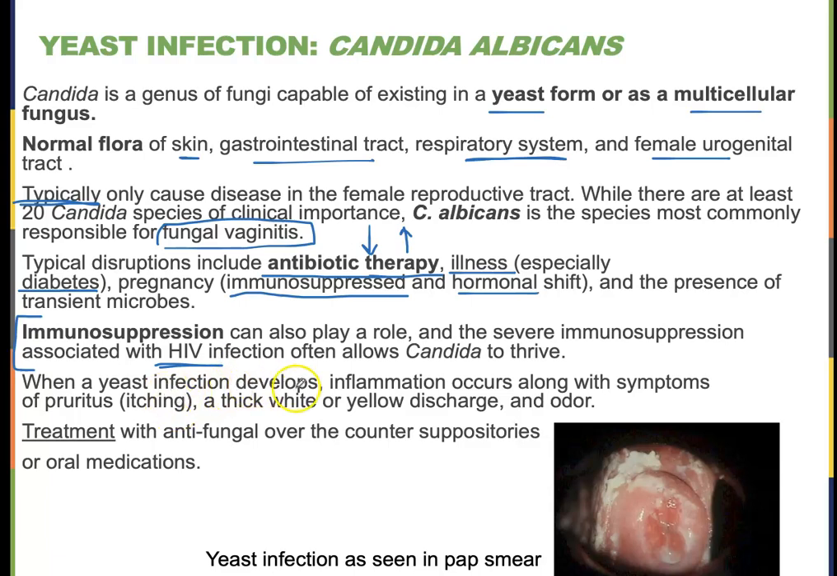So when the yeast infection develops, we do have inflammation, as we talked about in vaginitis. And we have itching, thick white or yellow discharge, and odor. And here again is the cervix. You have that white growth, that's the yeast there. Treatment is quite simple, over-the-counter treatment with antifungal suppositories, or if needed, oral medications.